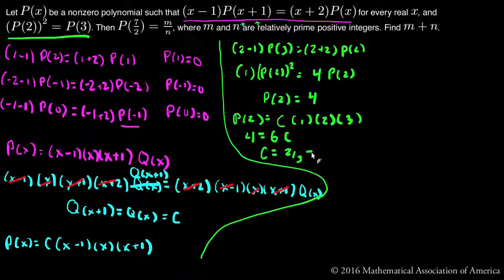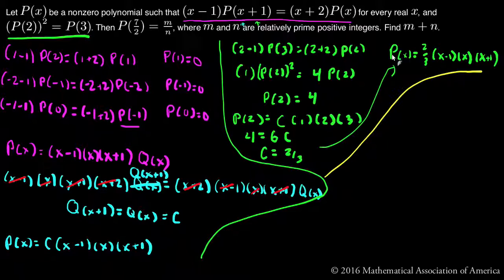And what this gives me, I'm actually going to write it down here because I'm going to probably use it. So this gives me a defined formula for p of x. It's going to be 2/3 times x minus 1 times x plus 1. Oh, sorry, I didn't do it in that order. Still not wrong, but times x plus 1. And now, changing colors one last time, I can use this formula to evaluate p of 7/2.